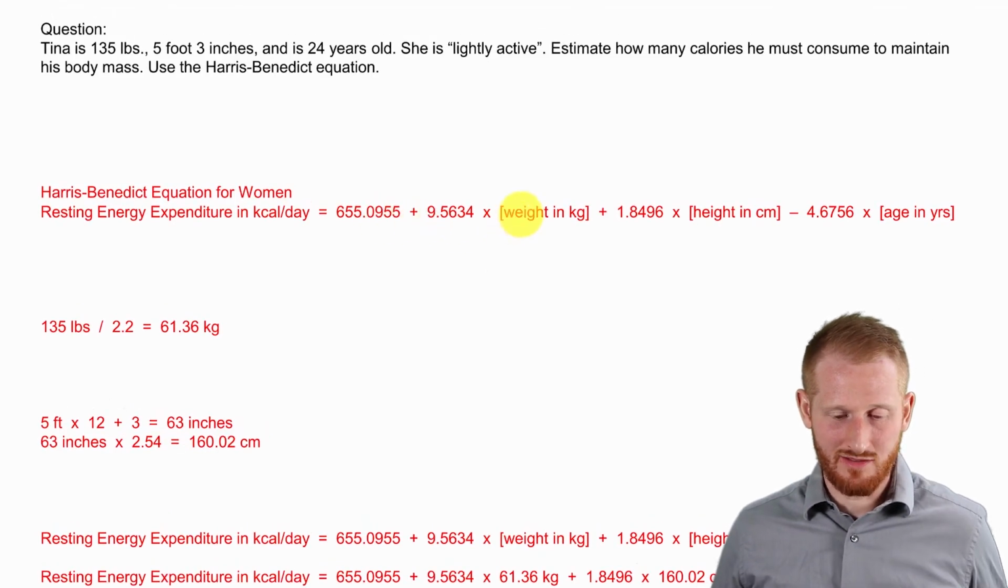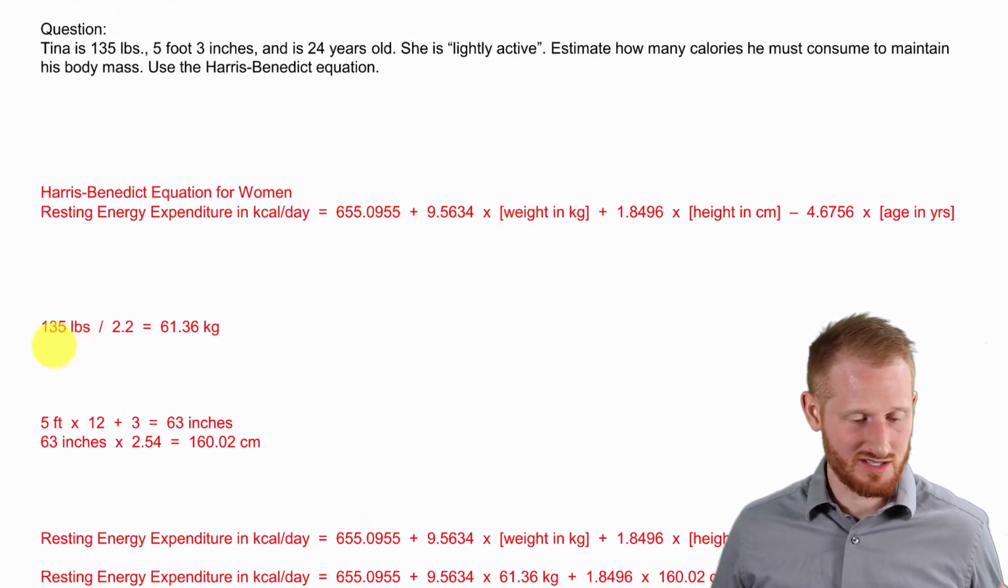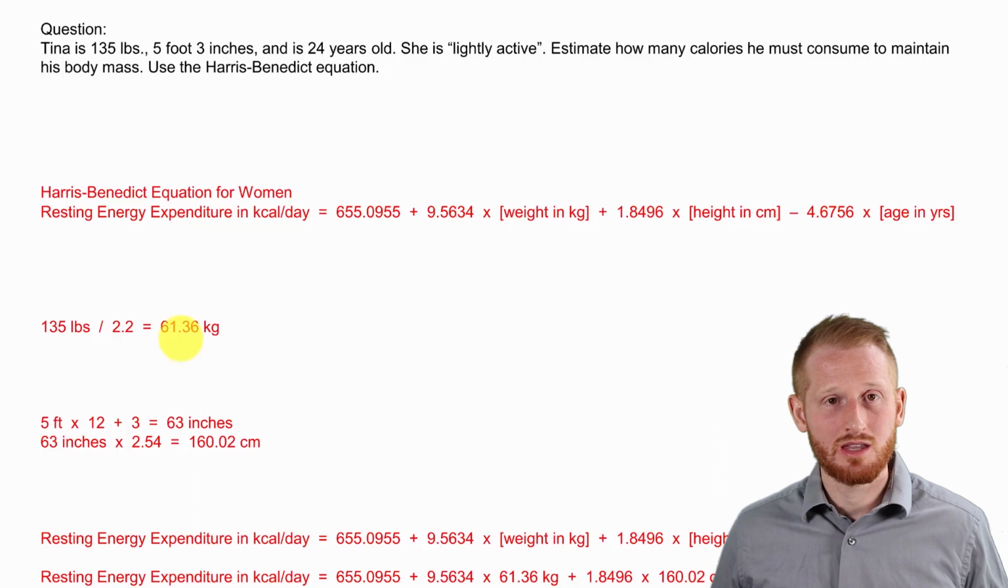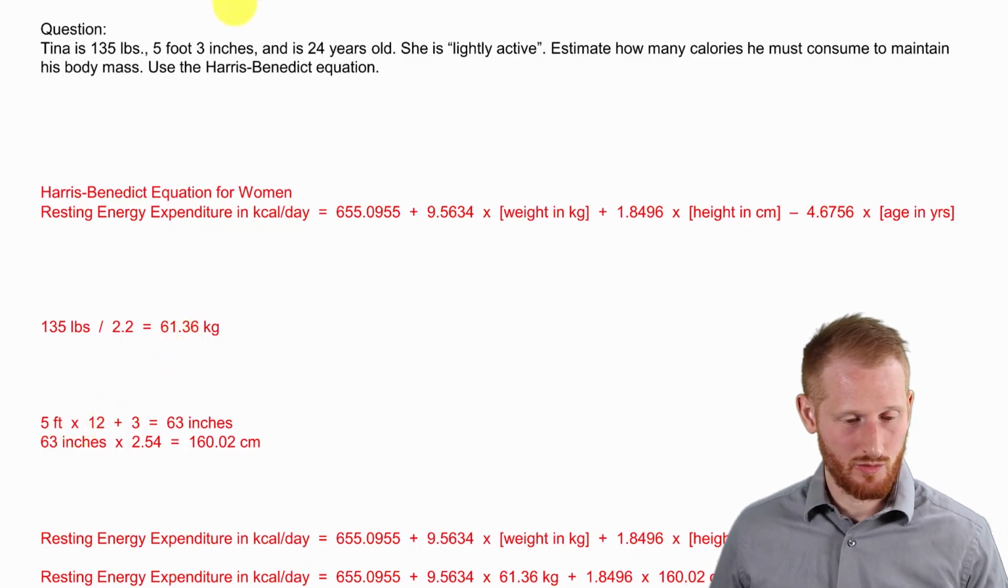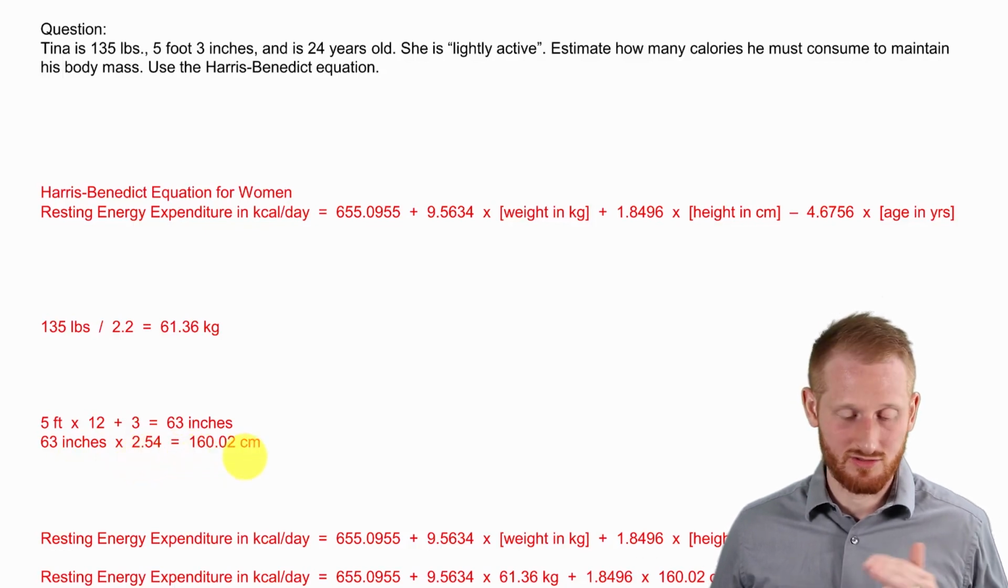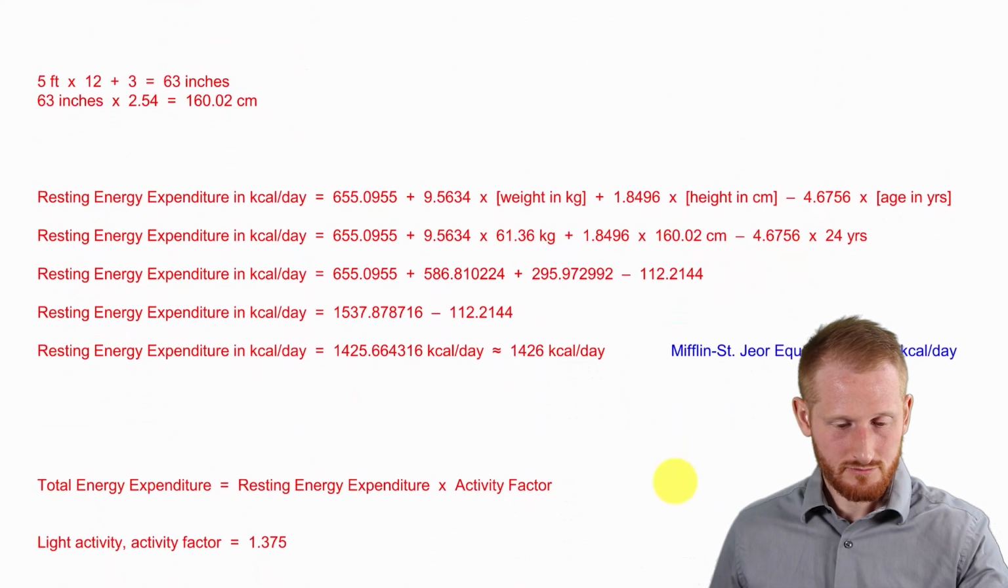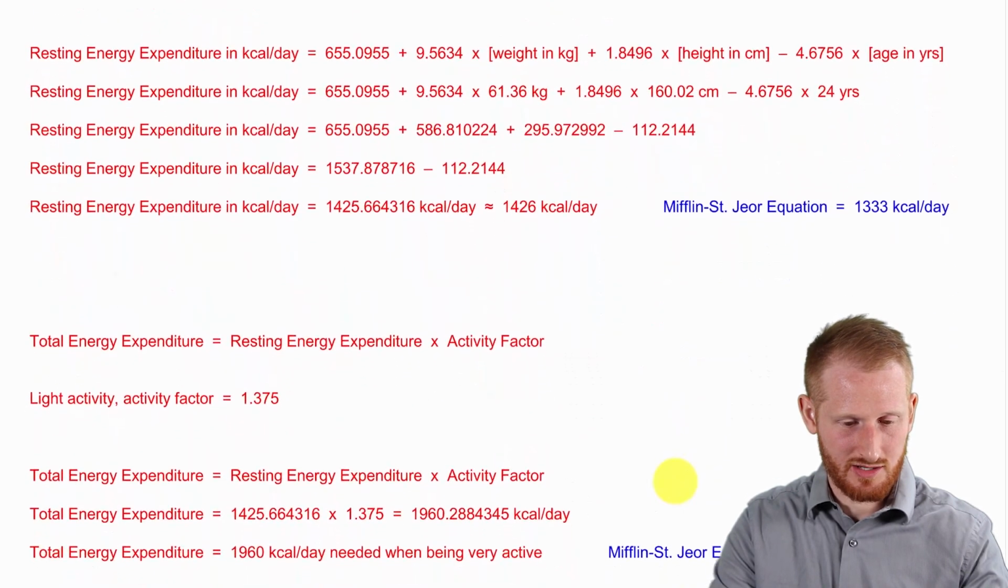Starting off by getting everything into the metric system here. So 135 pounds, let's start with weight, divide that by 2.2, we get 61.36 kilograms of body mass. Her height was 5 foot 3 inches, so 5 feet times 12 inches per foot. Add the extra 3, we get 63 inches. 63 inches times 2.54 as the conversion factor to centimeters gives us 160.02 centimeters tall.